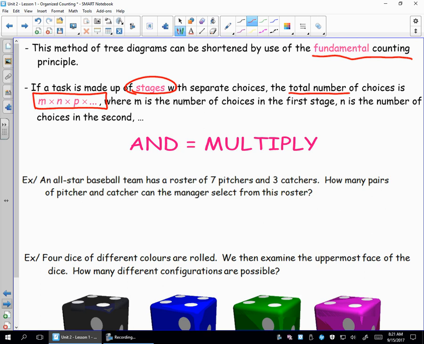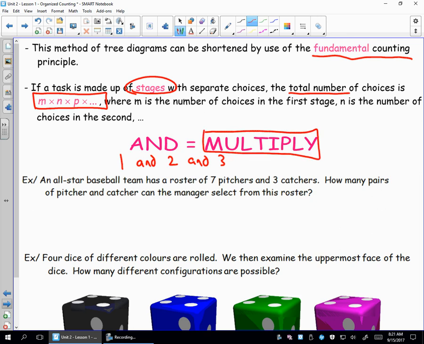where M is the number of choices in the first stage, N is the number in the second, P is the third, and so on and so on and so on. So if you're thinking the word "and" — I've got to do question 1, and I have to do question 2, and I have to do question 3 — well, then I'm trying to multiply these things.